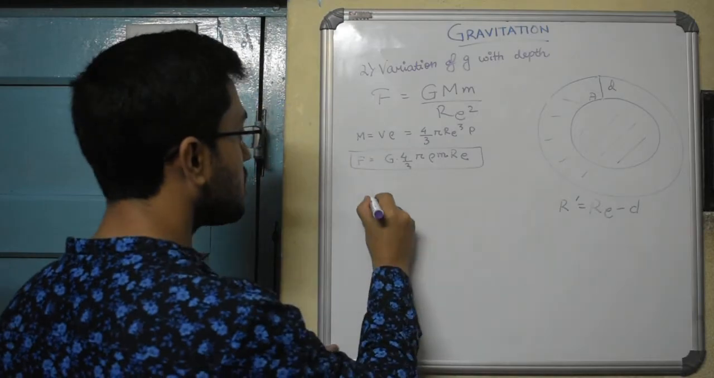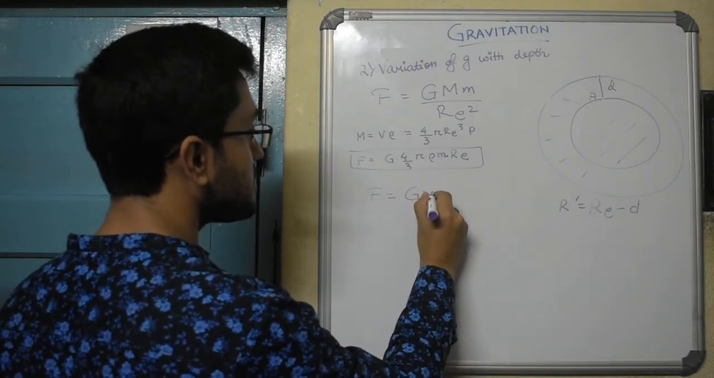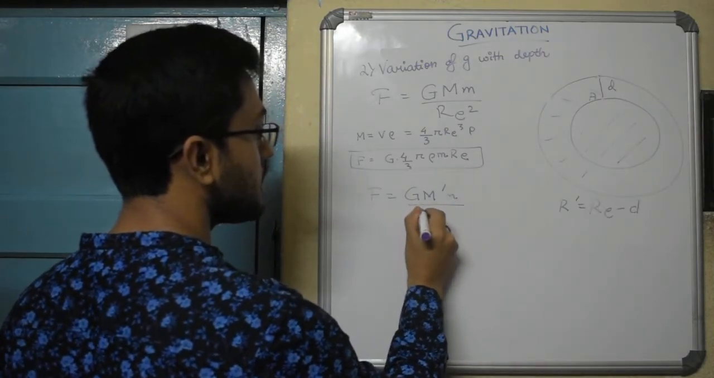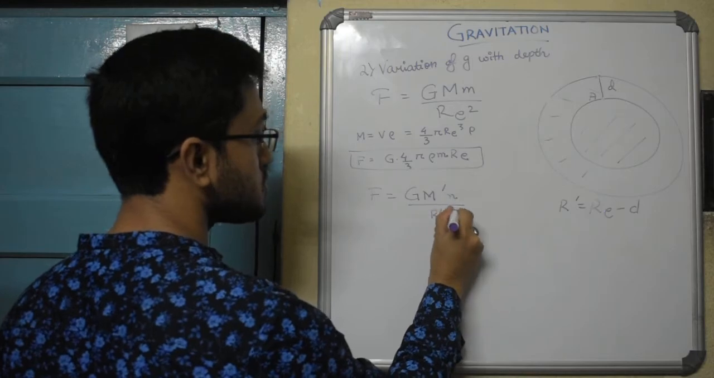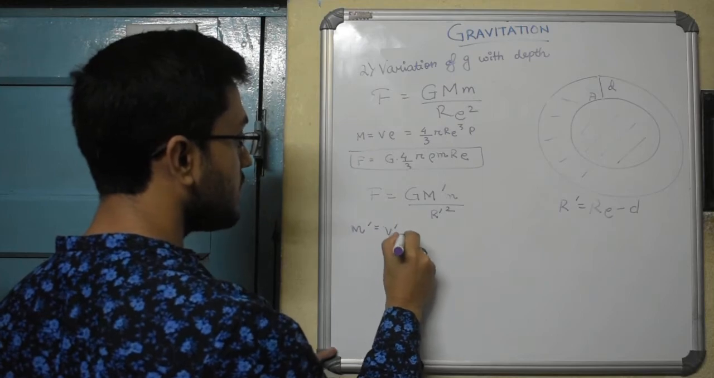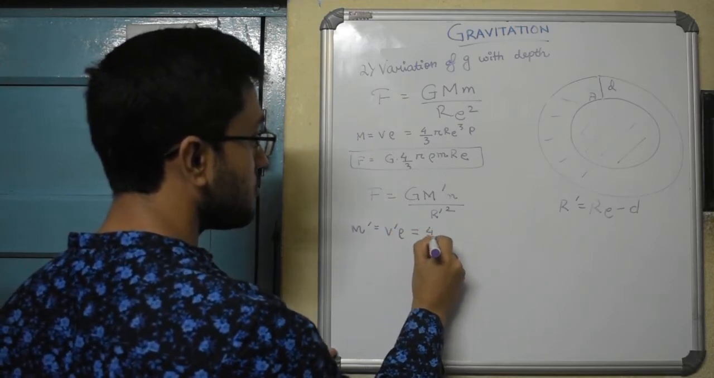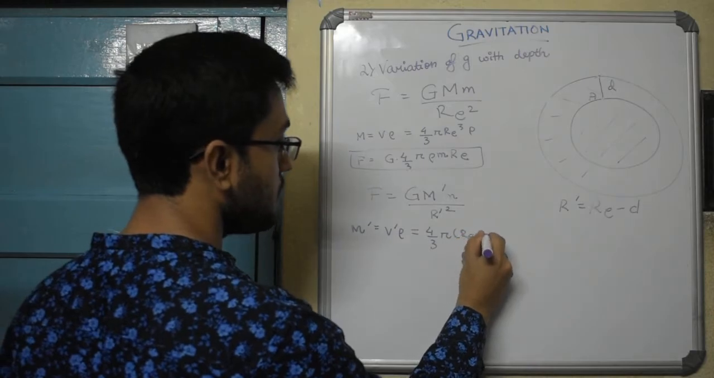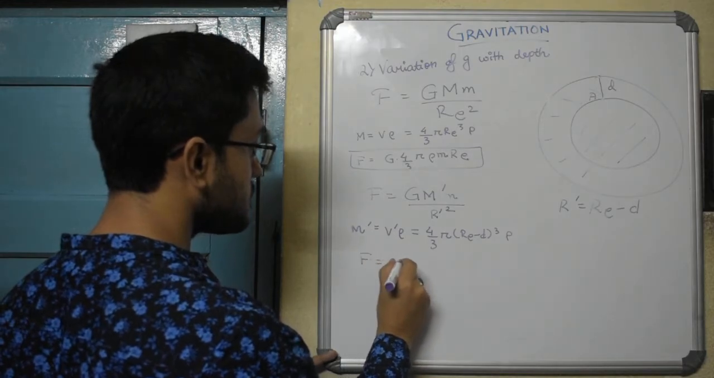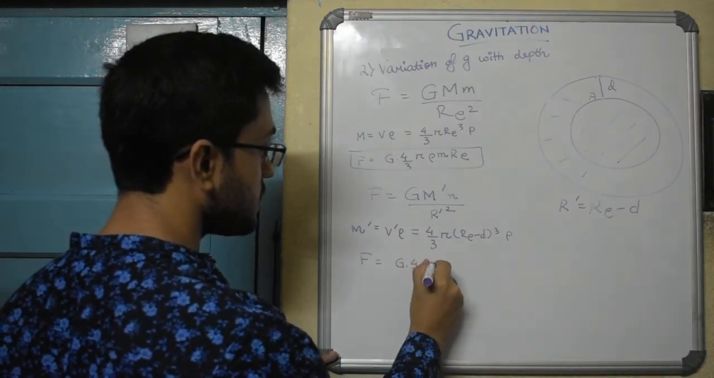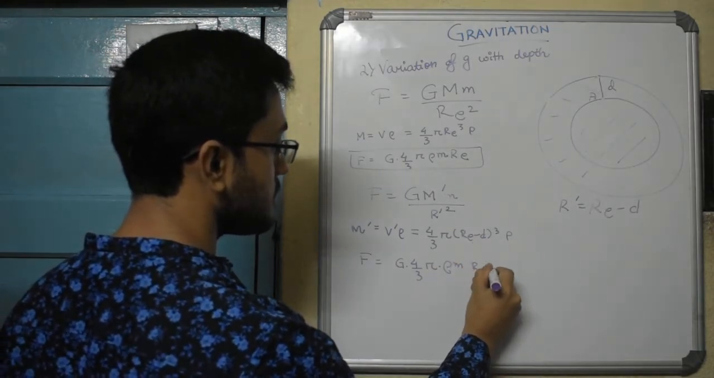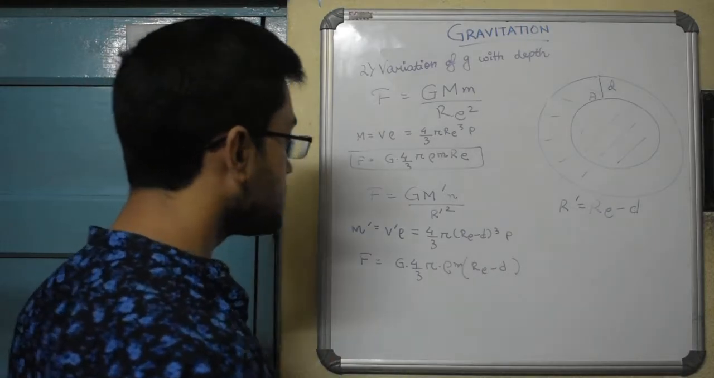So now the force that you are going to feel is equal to G times M dash, that is the mass of this particular sphere, into your mass m, divided by the new radius R dash square. What is M dash? M dash is again volume V dash into the density, so that is equal to 4/3 pi (R_E minus d) cube times rho. If I substitute it here, I get that the force is G times 4/3 pi rho m (R_E minus d). This is the force that you feel right now.